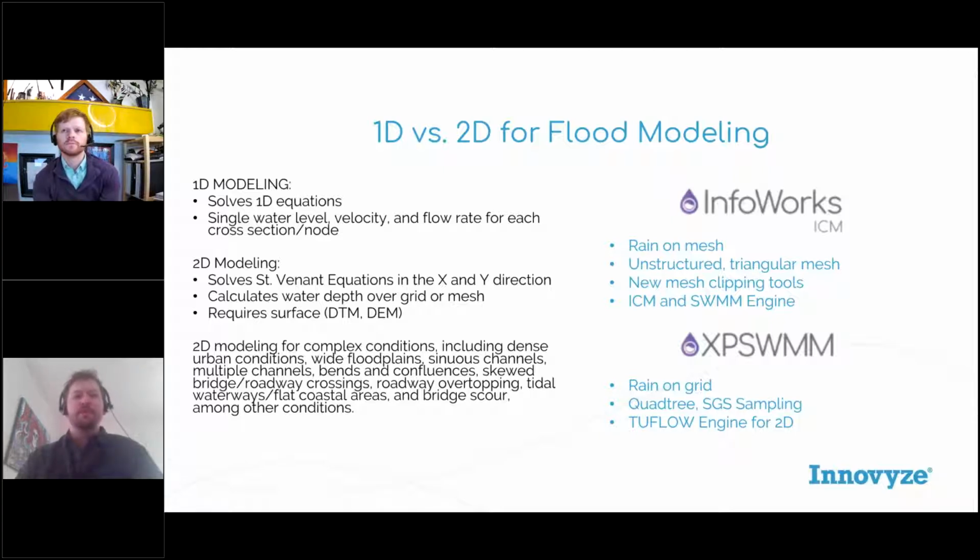Some subtle differences there with the engine too. ICM has its own proprietary engine and also the SWMM engine in it, but XP-SWMM does use the 2Flow engine. If you're not familiar with that, I highly recommend you check out their website, but that is the engine that is used in XP-SWMM for 2D analysis.